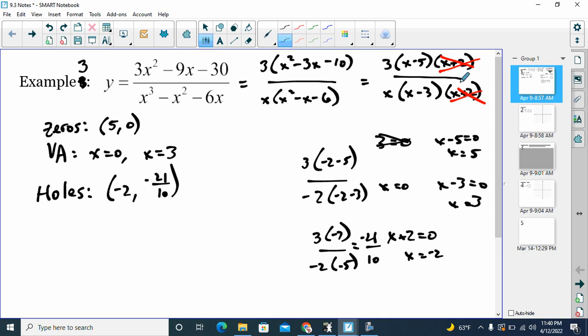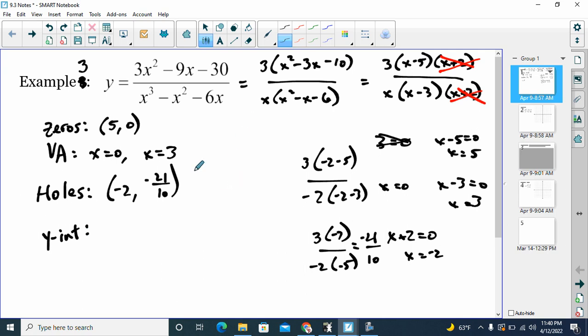So again, if there is a hole, it would occur when a factor matches up on the top and the bottom, and I can cross it out. Set whatever you crossed out equal to 0. That gives us the x value of the hole. And plug that in for x into everything that's left over after you have crossed out the x plus 2's to get the y value of the hole. Everything else works the same way.